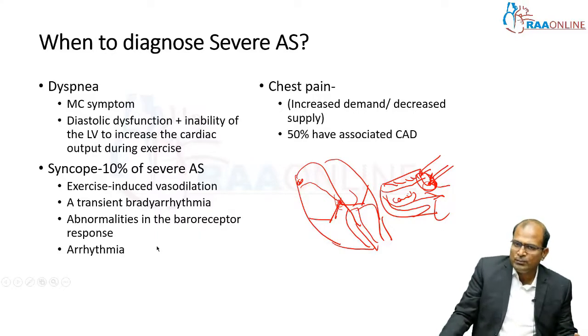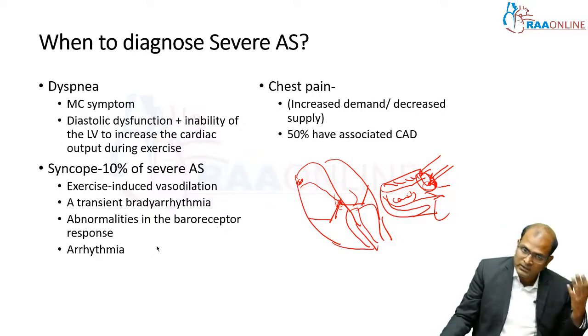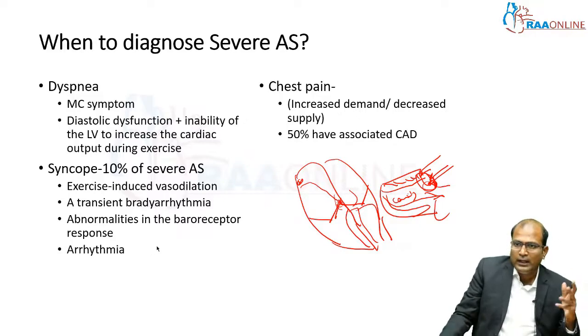So basically these patients with aortic stenosis cannot tolerate severe exercise, which may lead to decreased cardiac inflow to the left ventricle, leading to poor cardiac outflow and reduction in blood supply to the brain, leading to syncope. Any kind of arrhythmia, bradyarrhythmia or tachyarrhythmia, they cannot tolerate, and their baroreceptor response is not great. They can have abnormal responses to baroreceptor mechanisms.